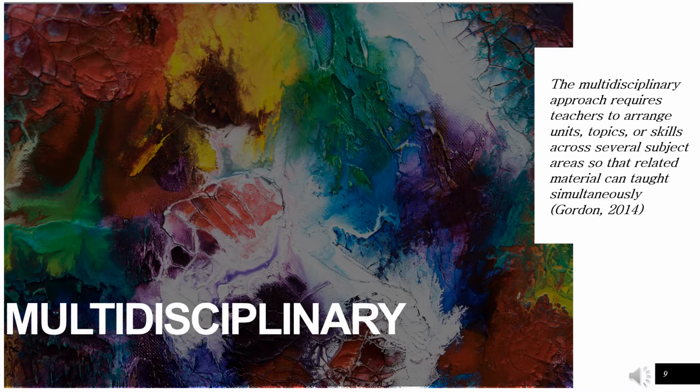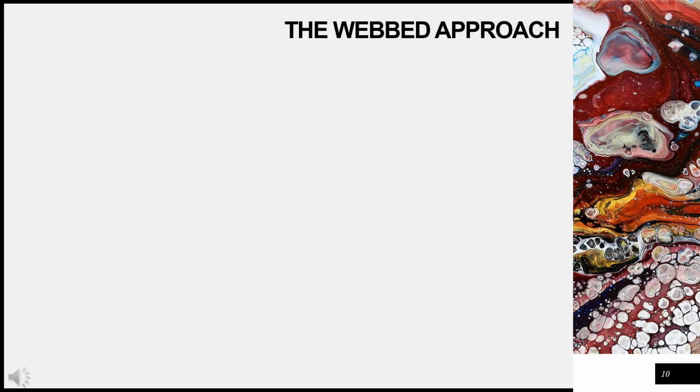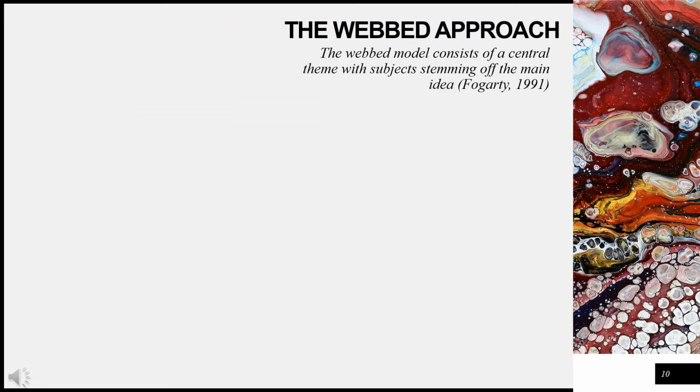Within Forgay's continuum of curriculum integration, the multidisciplinary approach is made up of 5 models. These models include sequenced, shared, webbed, threaded, and integrated. More specifically, I will be analysing and evaluating the key information and ideas behind the webbed model. The webbed model consists of a central theme with subjects stemming off the main idea in the middle, just like a web.